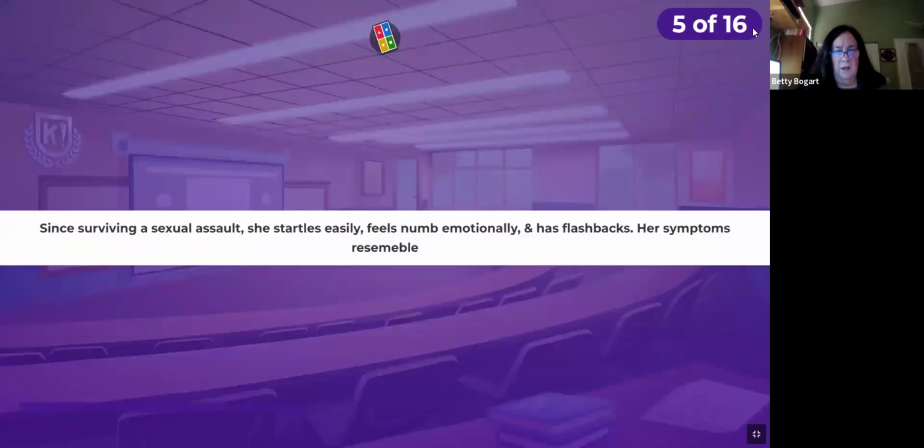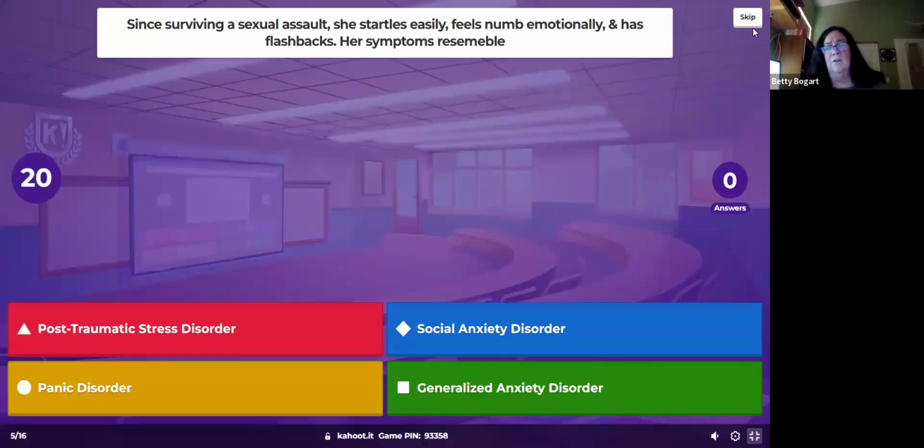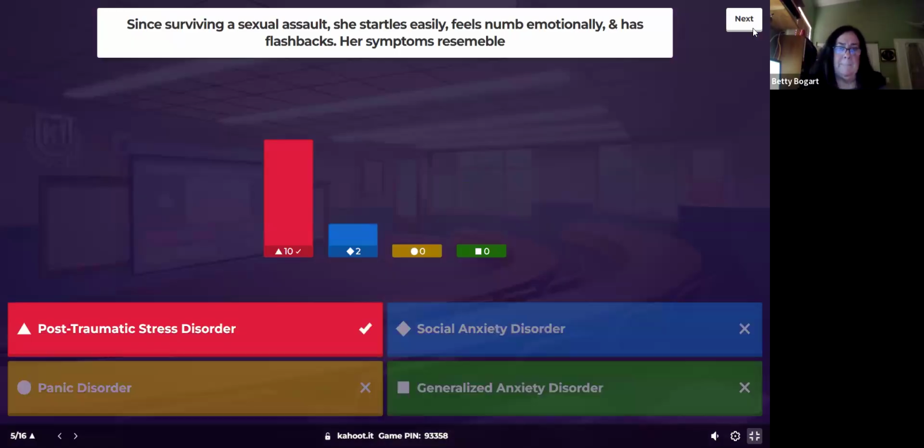Since surviving a sexual assault, she startles easily, feels numb emotionally, and has flashbacks. Her symptoms resemble what? This is probably a PTSD that's going on there, right? Post traumatic stress disorder. The one thing I'm going to tell you about sexual assaults and these children coming in, male or female, it doesn't matter, it's both.